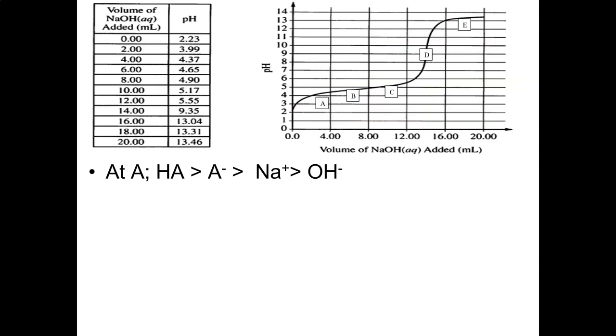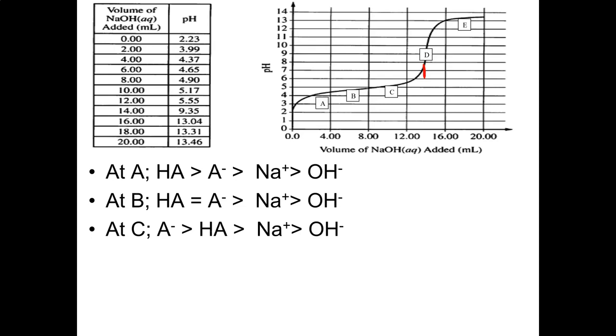So at A, HA is greater than A minus, which is greater than Na plus, greater than OH minus. At B, they're equal. You expect Na plus to be higher than OH minus. The reason is because you're consuming OH minus as you're adding it. So it's all 0 up until this point, your OH is losing. It's always going to be zeroed out, right? Whatever you add, it's going to get eaten up. But at this point, when it's starting to spike, that means OH is winning.